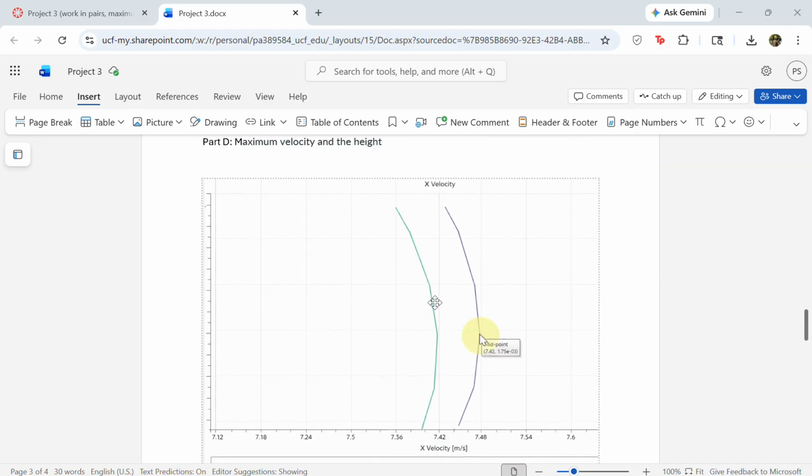I already have it on the document. I determined the maximum velocity and the height at which it occurs using my Fluent velocity profile. From the profile, I identified the highest point on the curve, which corresponds to the maximum velocity in the flow. The maximum velocity is approximately 7.43 meters per second and occurs at a height of about 1.75 times 10 to the negative 3 meters from the bottom plate.